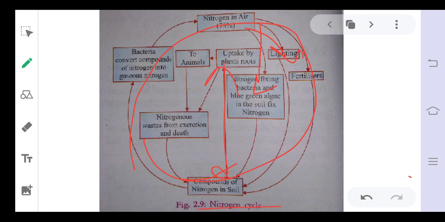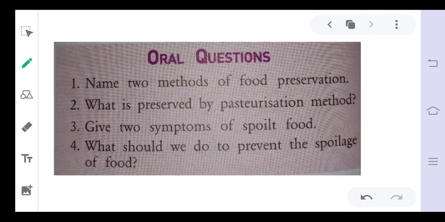So this was the last topic of this chapter, and it is now finished. Some oral questions are there. Name two methods of food preservation. We had discussed many methods: salting, freezing, pasteurization, proper storage and packing, adding oil, vinegar and spices, and many more. You can write any two methods. Second question: what is preserved by the pasteurization method? Milk is preserved by pasteurization.